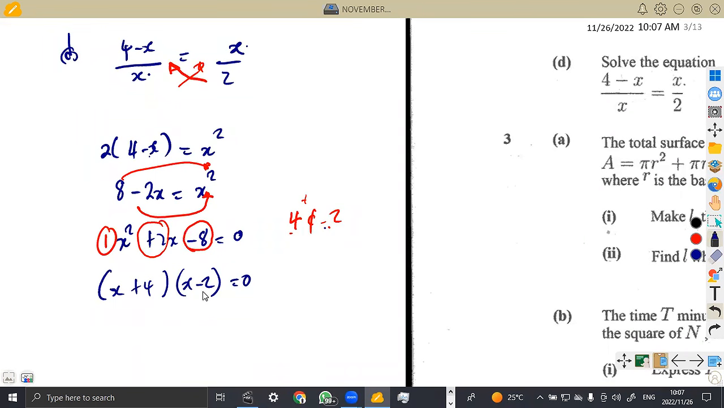So either one of these brackets is equal to 0. So x is going to be negative 4, or x is going to be positive 2, moving the negative 2 to the other side. So these are the 2 values of x that you're going to have. Here we are simply saying one of the brackets is supposed to be equal to 0, using the zero concept.